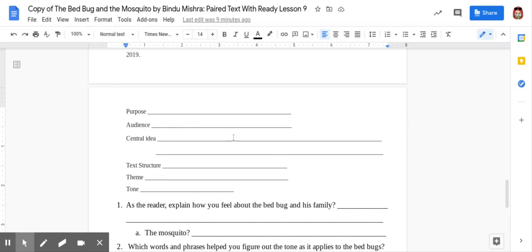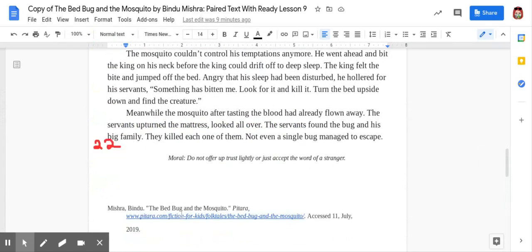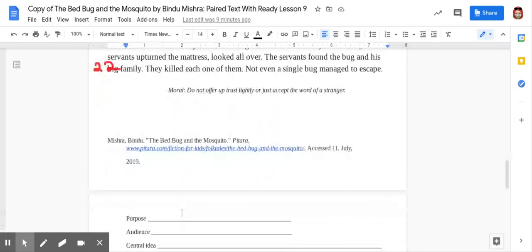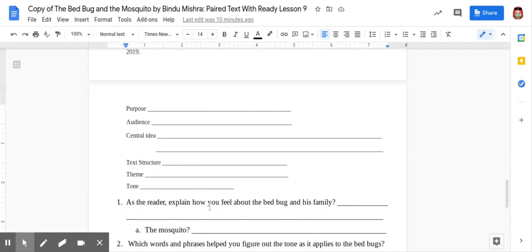So here's where you're going to put your purpose. On your worksheet that you've got in front of you, you're going to make sure you write your purpose and your audience and your central idea. Remember, central idea is what it was mainly about. Then your text structure from this fable, which is fiction, fake. A theme, which is really similar to the moral. Because our main character is the bedbug, what does he learn? And your tone for this.